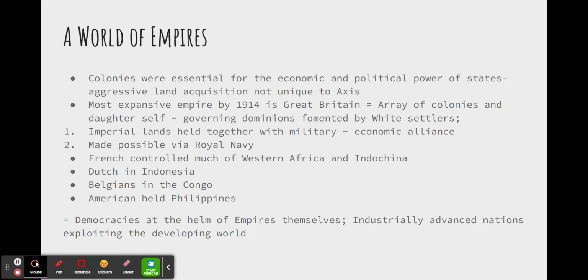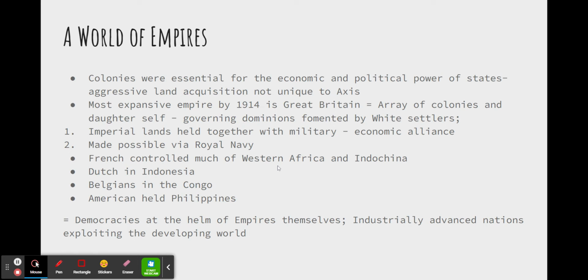It held a massive array of colonies and daughter self-governing dominions, usually fomented by the displacement of peoples, resources, and native governments, and the bringing in of white settlers. This was done mostly through a vast array of military economic alliances with Britain, and of course through the Royal Navy, which held a tight stranglehold over the oceans. It was the greatest navy on earth at this point, of course.